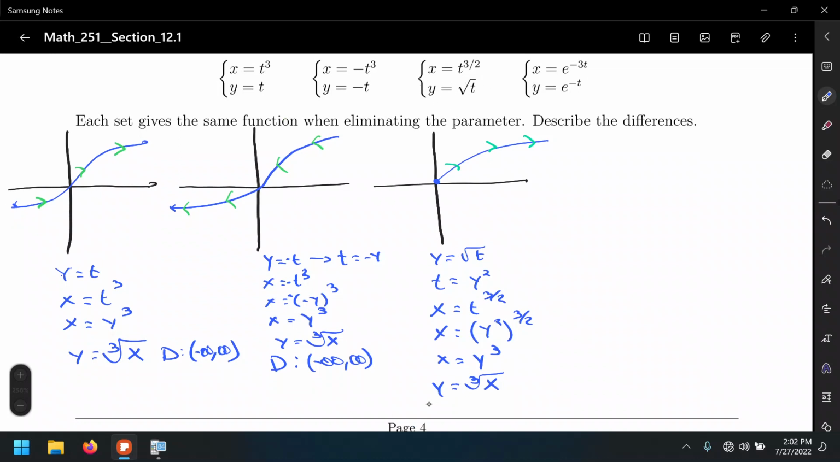Alright, so when we write the domain, from 0 to infinity. Not all real numbers. Alright? Let's do the fourth case.